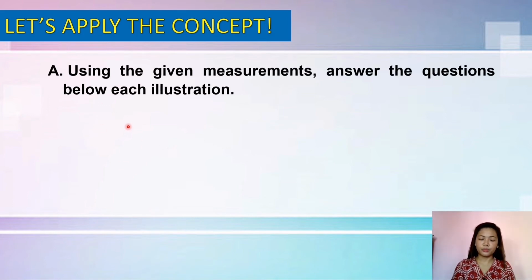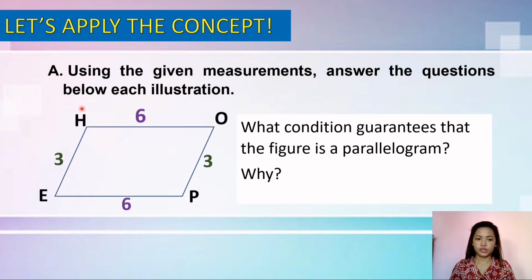So, try to make use of your pen and a sheet of paper and try answering this one. So, using the given measurements, answer the questions below each illustration. So, we have here parallelogram HOPE, in which side HO measures 6, OP measures 3, and side PE measures 6, and side EH measures 3. So, what condition guarantees that the figure is a parallelogram?